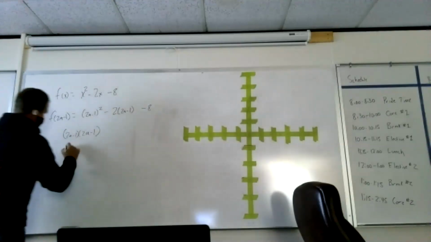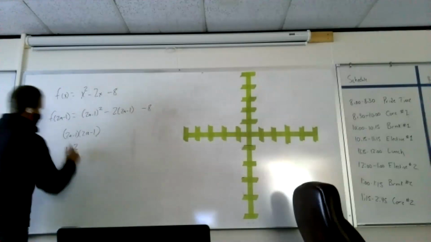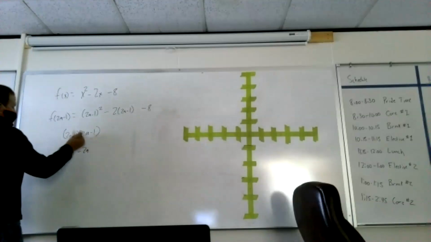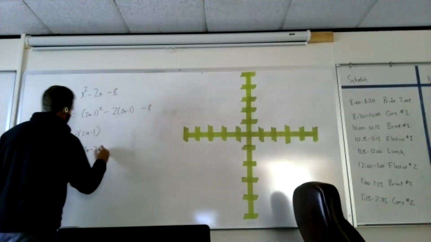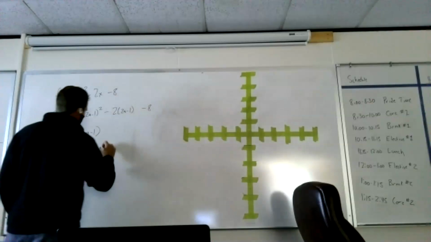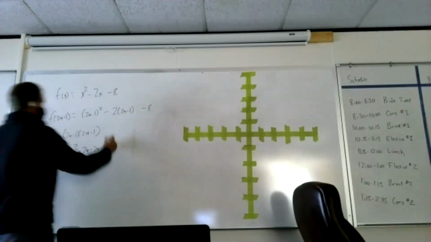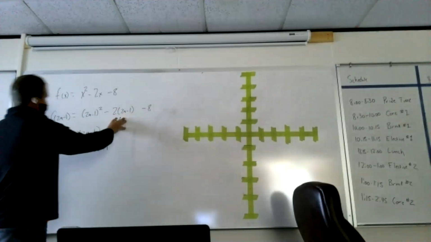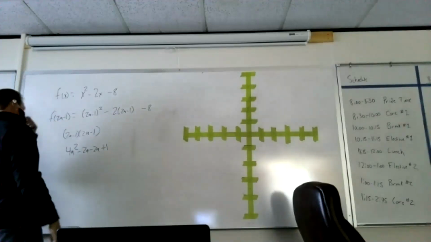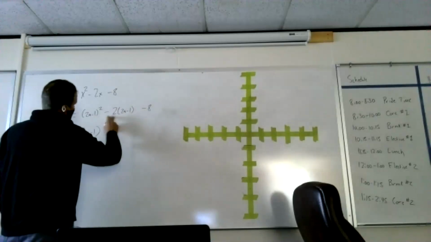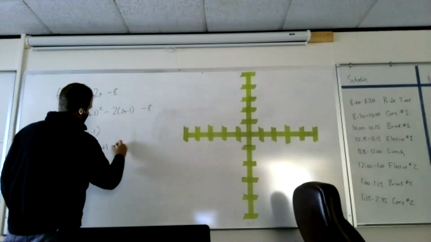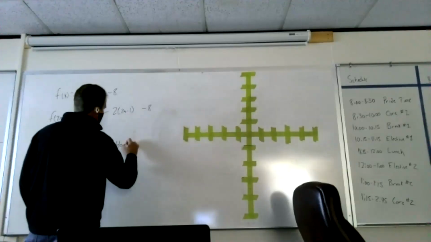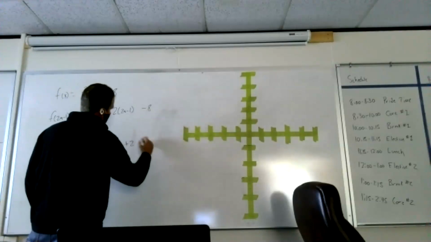2a times 2a is 4a squared. 2a times -1 is -2a. -1 times 2a is -2a. -1 times -1 is +1. For our interior term, we're going to use the distributive property. So it's -2 times 2a minus 1. -2 times 2a is -4a. -2 times -1 is +2. Our constant remains the same.